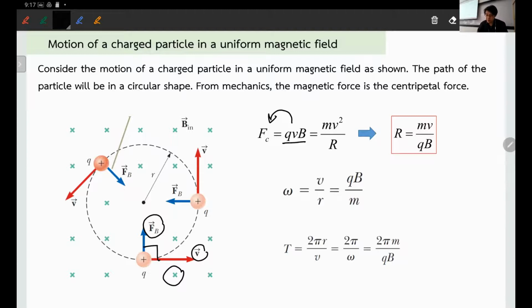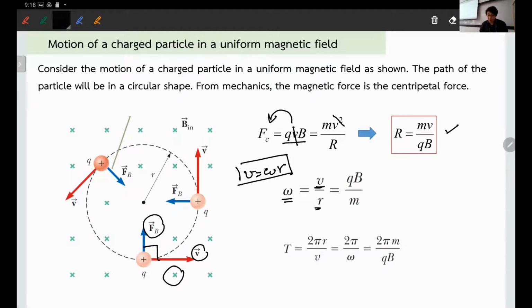So I just substitute the centripetal force with that QvB and equate it to mv squared over r. I can cancel one v out. Then this is how I can calculate the radius of that circular motion. And from that, you can calculate whatever you like. For example, if you want to figure out omega, the angular velocity, it's just going to be the velocity over r, from v equal to omega r.